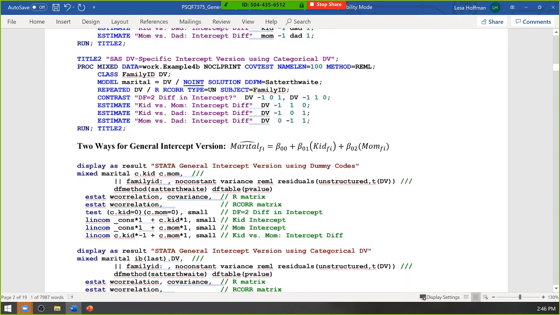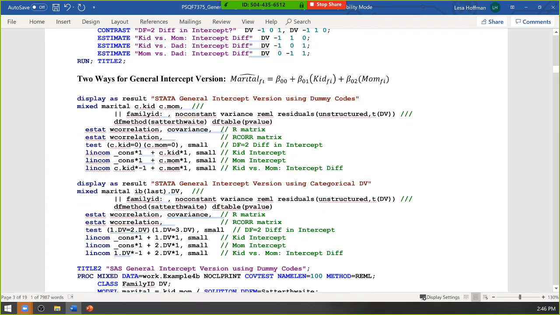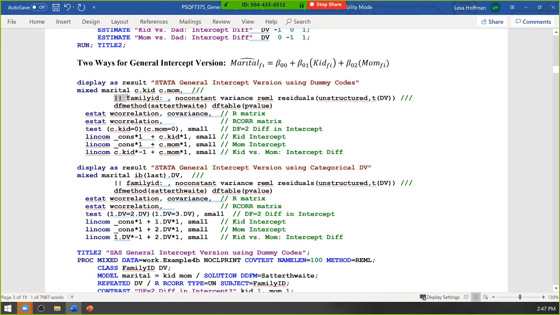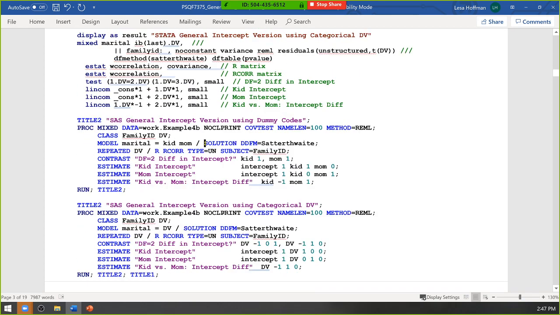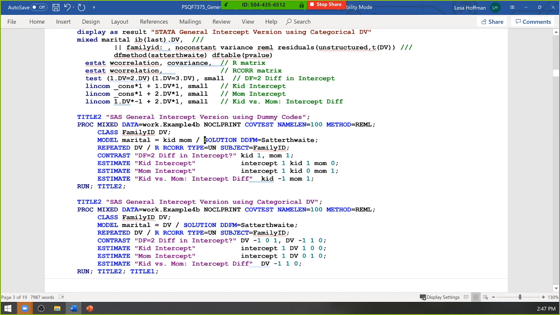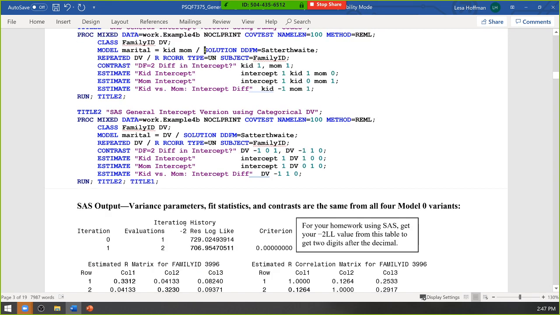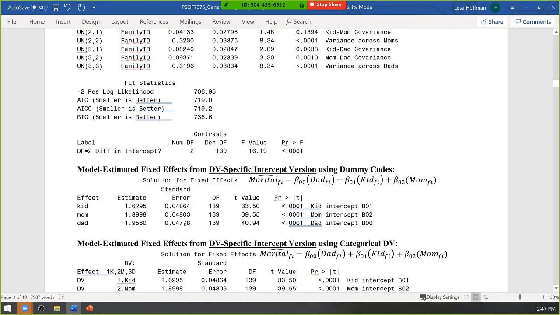Okay, so back to the general intercept version. The first no constant is gone, so the general constant is back. That changes the interpretation of what those dummy codes mean. Same thing here by putting in DV. Same thing here in SAS. The no int is gone, or the DV here with the no int gone. So let me show you what happens in terms of the output.